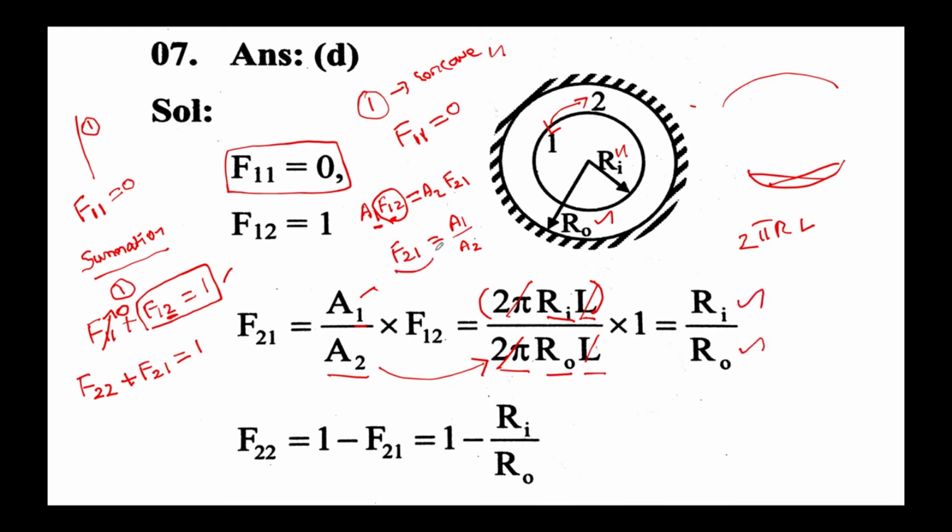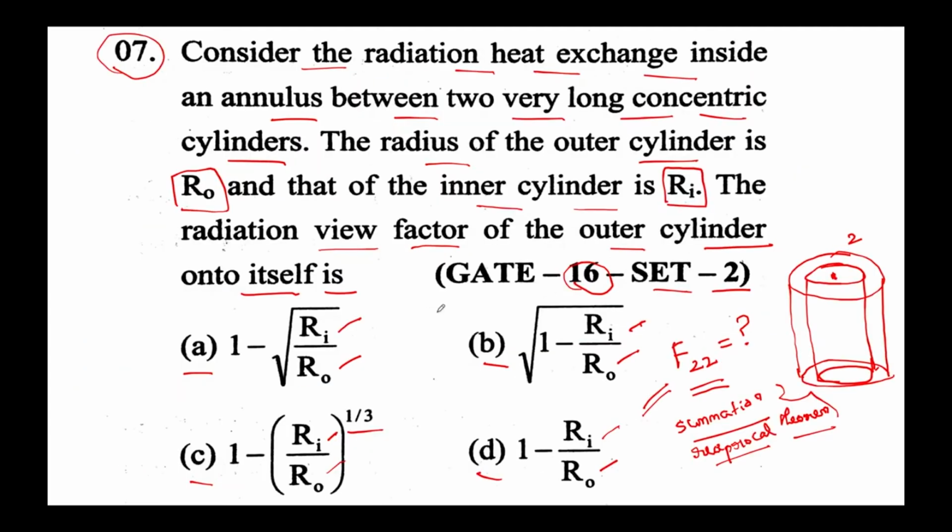So now you have found F21, which can be substituted over here, and you can rearrange to get F22. Your F22 will simply be equal to 1 minus F21, and that is equal to 1 minus Ri by Ro, right? So I can say that if you get back to the options, option D is the correct answer.